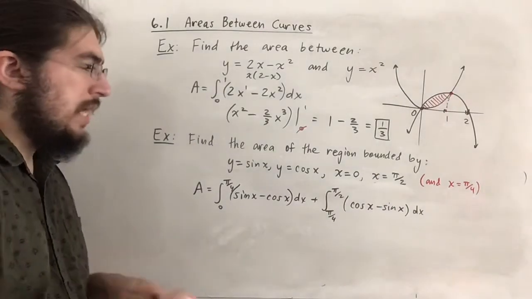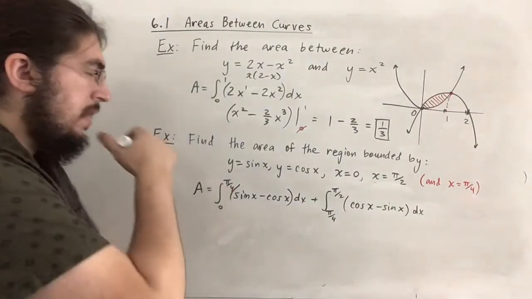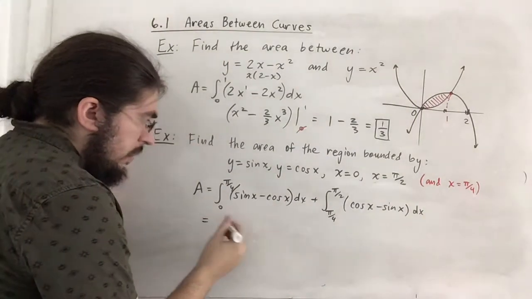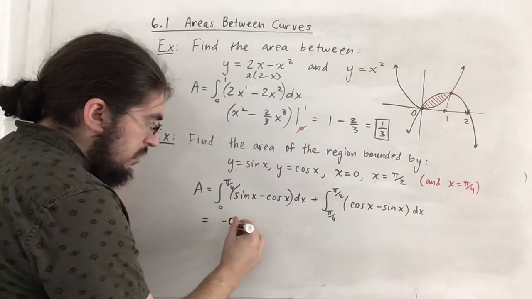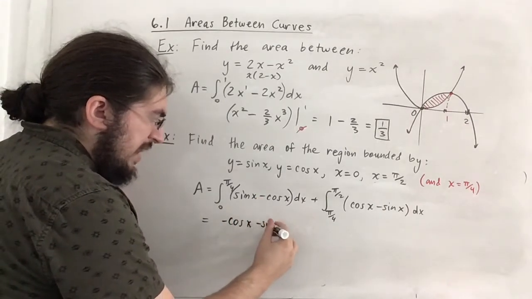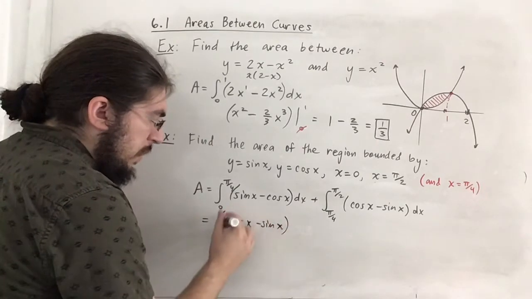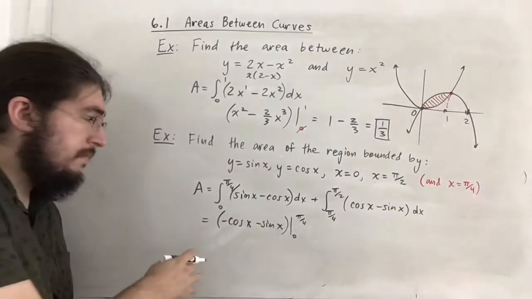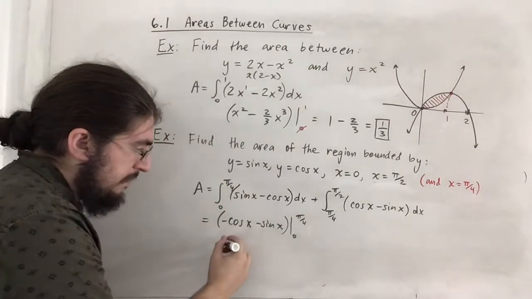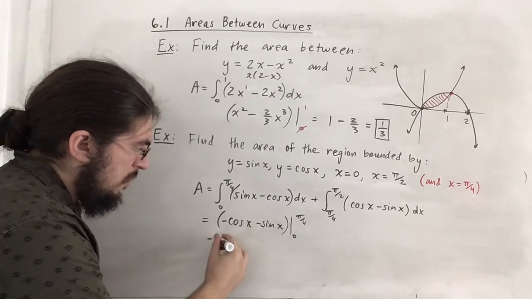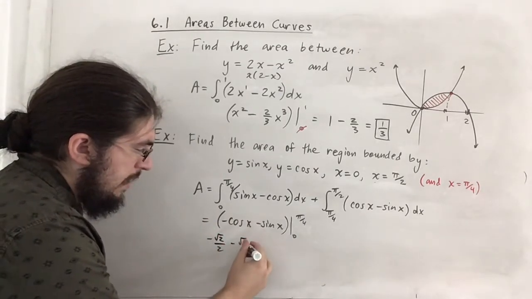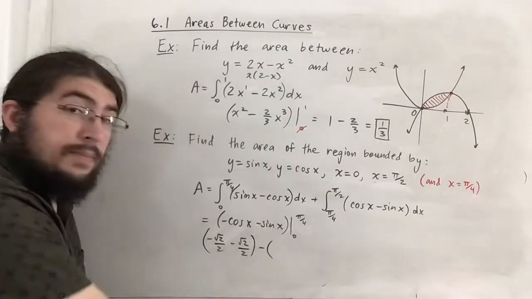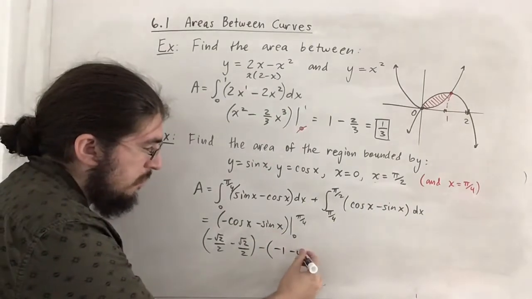So let's see. We know again that the antiderivative of sine is negative cosine, and the antiderivative of negative cosine is negative sine. We're going to evaluate this between our limits 0 and pi over 4. When you plug in pi over 4, they're both radical 2 over 2. So it's negative radical 2 over 2 minus radical 2 over 2, which is just negative radical 2, but we'll get to that in a moment. Plugging in 0 gives us negative 1 minus 0.